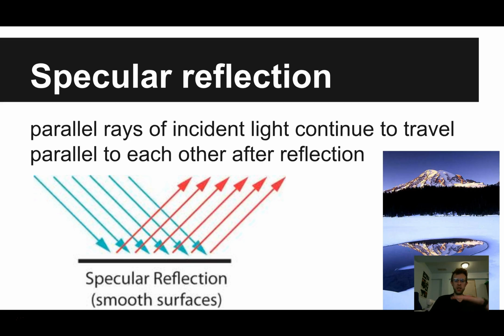The idea here is that because that surface is so smooth, all the rays of light that hit at this angle, they're going to bounce off at the same angle. Even if they don't hit at exactly the same spot on the surface, they're all hitting a surface that's nice and flat. They're all going to bounce off together.